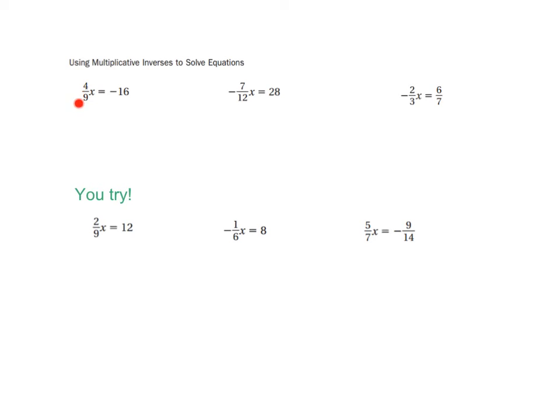Now, this is 4/9 x. That's multiplication. 4/9 times x. What's the inverse operation to multiplication? Division. So we could say divide by 4/9. But think back to your fraction operations. When you divide by a fraction, what do you really do? You multiply by the reciprocal.